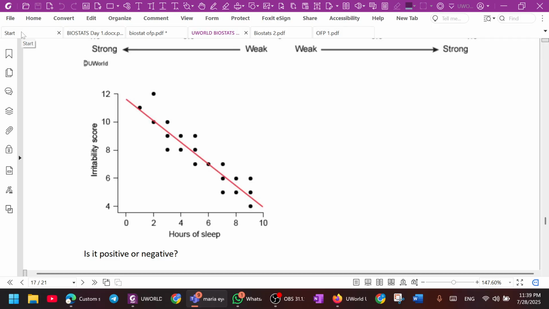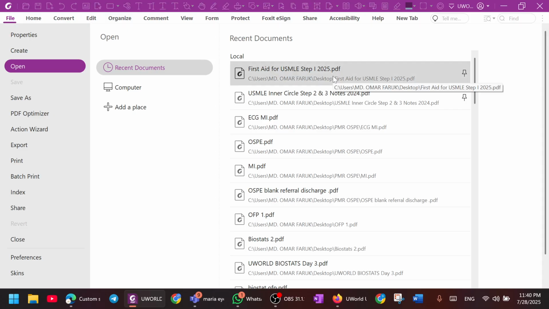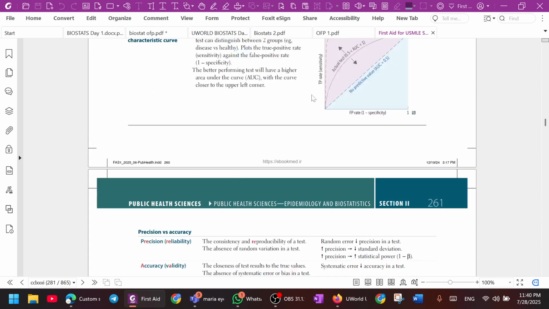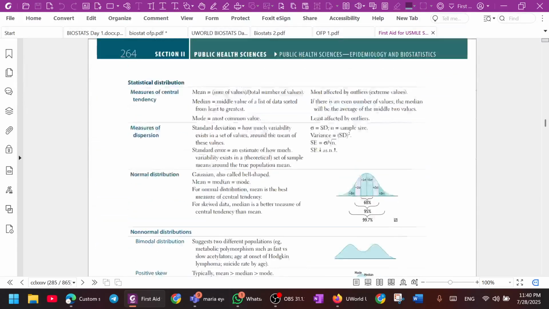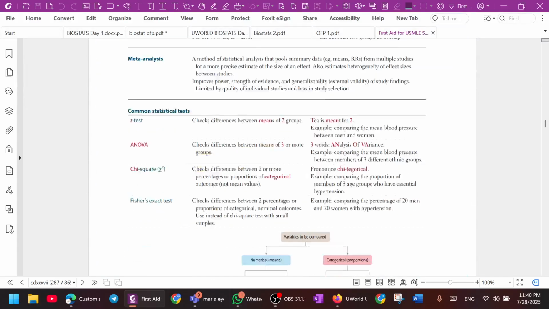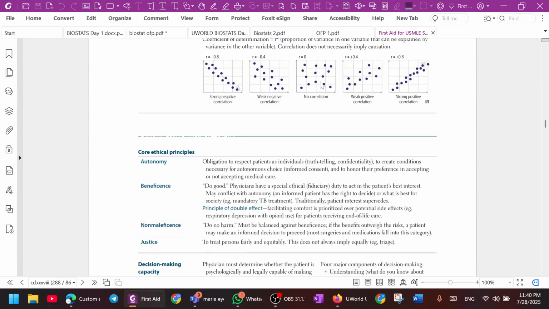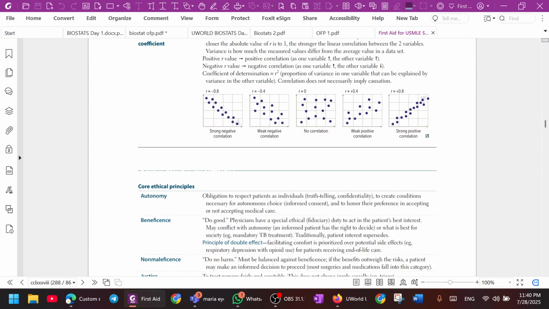So we will say positive or negative based on score? No, no. Based on if one variable, the x one, hours of sleep, is going up and the other variable is going down, that is negative. So both are going in different directions. One is going up, the other one is going down. One is going down, the other one is going up.